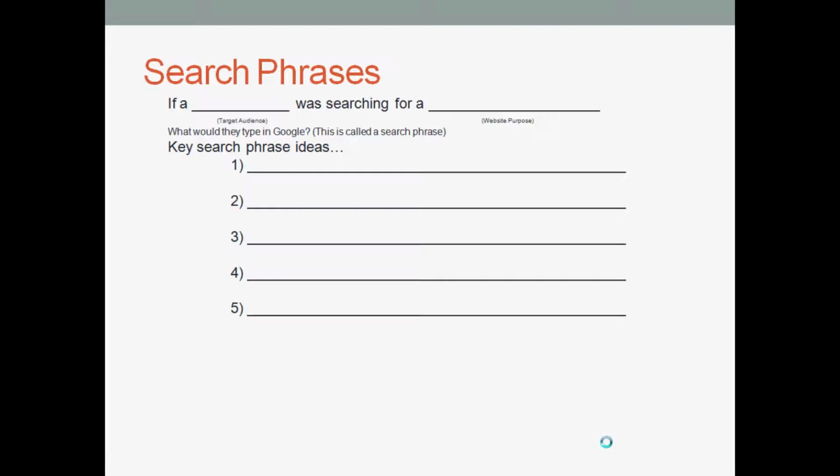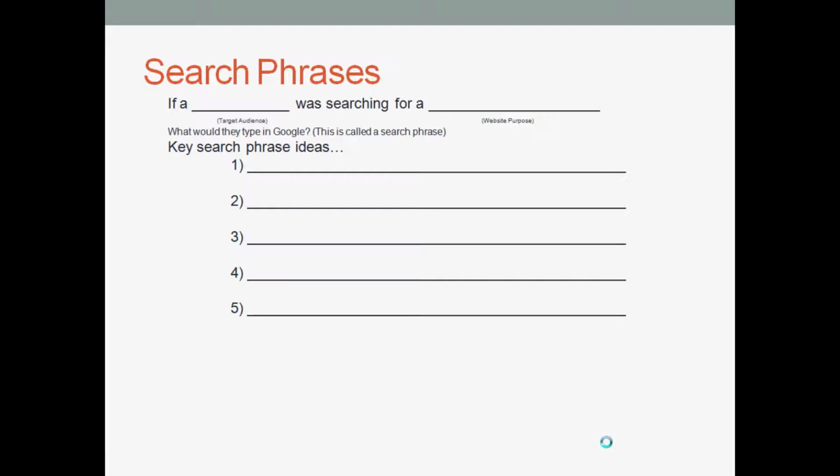If I was vacationing with my kids in Myrtle Beach, I'm the target audience. What would I type in Google to find a pediatrician? General pediatrics, Myrtle Beach pediatricians, kids doc, probably, yep. Depending on what my kid had, I might actually type in the disease, whatever their issue is. Okay, great. So I'd write those down.